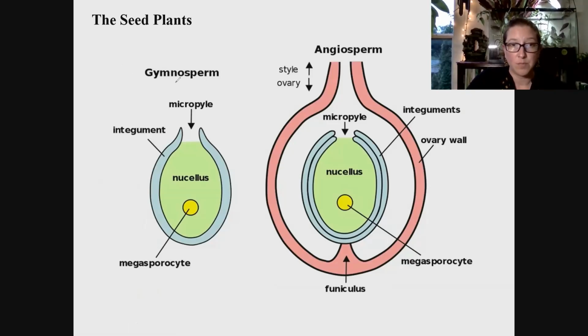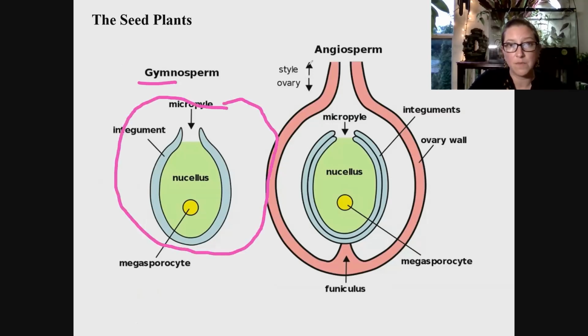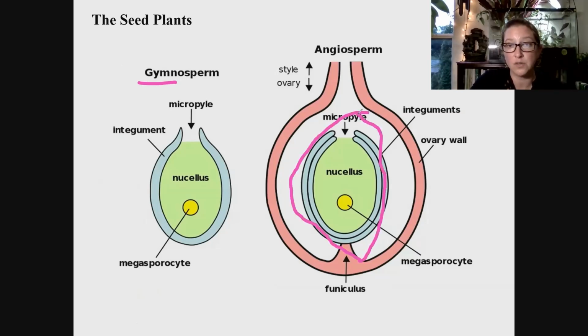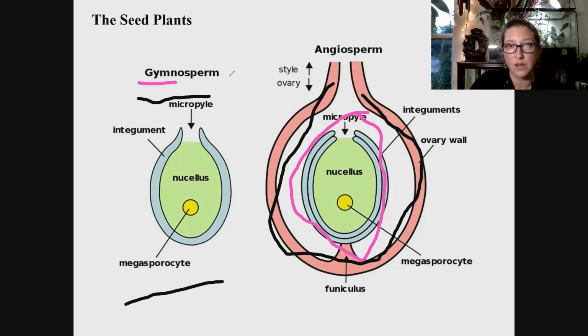On the left, you have gymnosperm. And look, here's an ovule. See, micropyle, integument, same thing we just saw, not enclosed in anything. Whereas over here, here's an ovule of an angiosperm, and it's surrounded by an ovary. So naked seed over here, right? Gymnosperm, which is what we're going to cover today.